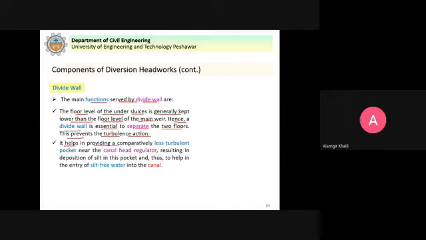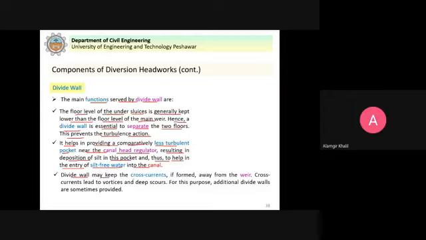It helps in providing a comparatively less turbulent pocket near the canal head regulator, resulting in deposition of silt in this pocket, and thus helps in the entry of silt-free water into the canal. So you can see that this is another important function. It helps in providing a less turbulent pocket near the canal head regulator.